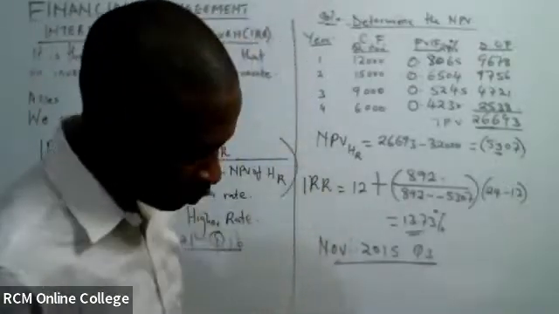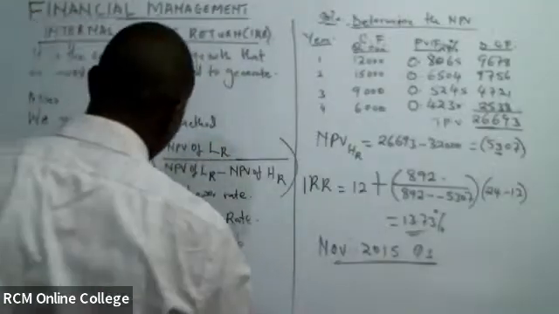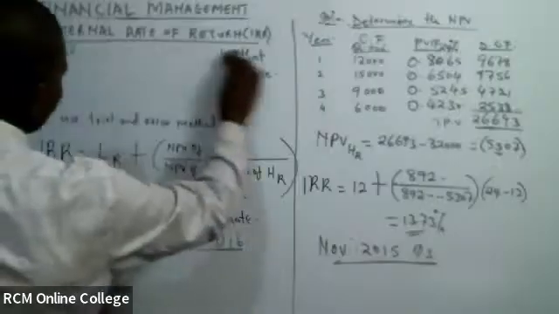Then we go to the next part, which is PI, the profitability index.